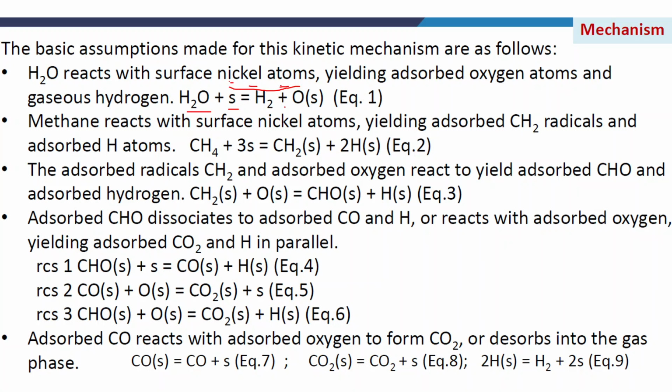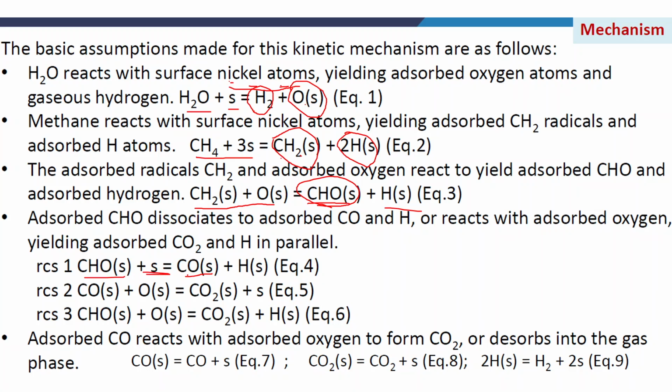This S is basically our solid catalyst. It reacts with the steam, releasing hydrogen and adsorbed oxygen. The oxygen gets adsorbed onto the nickel catalyst. Then methane reacts with this nickel catalyst and releases adsorbed CH2 along with adsorbed hydrogen. Then this adsorbed CH2 reacts with the adsorbed oxygen to give adsorbed CHO and adsorbed hydrogen. Further, this adsorbed CHO species dissociates to give adsorbed carbon monoxide.